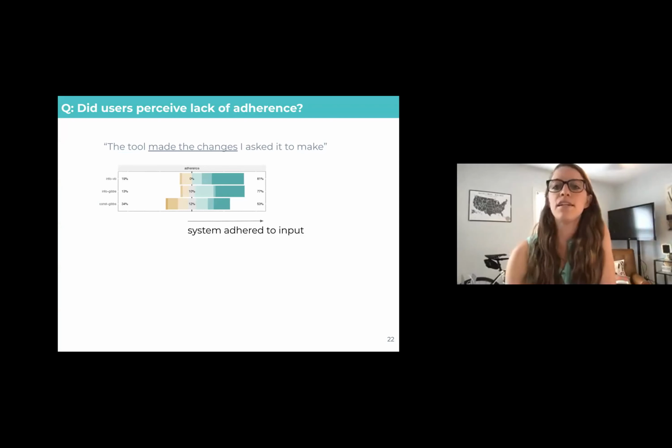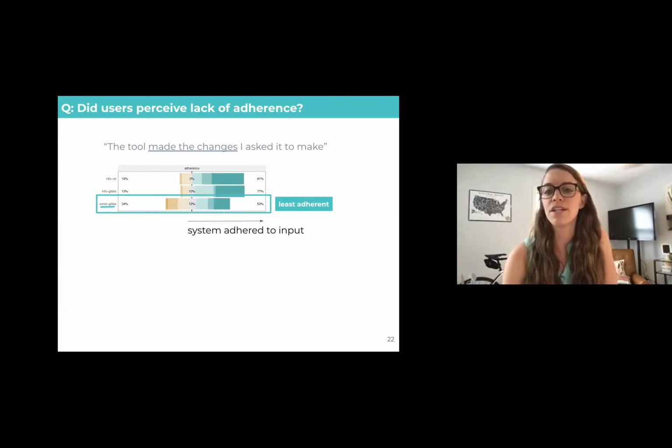So first, let's look at adherence. So participants in general thought the 3 systems adhered to their input, but users in the constraints with sampling condition did give significantly lower responses for adherence, which also aligns with the fact that this condition had lower computed adherence than the other conditions in the study.